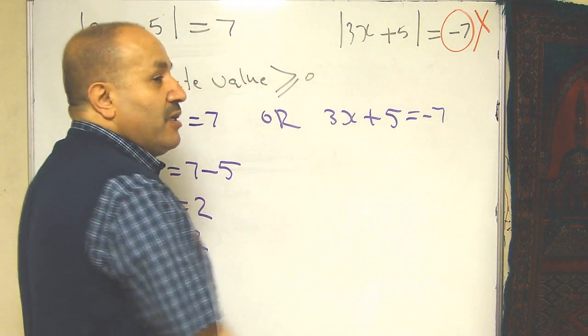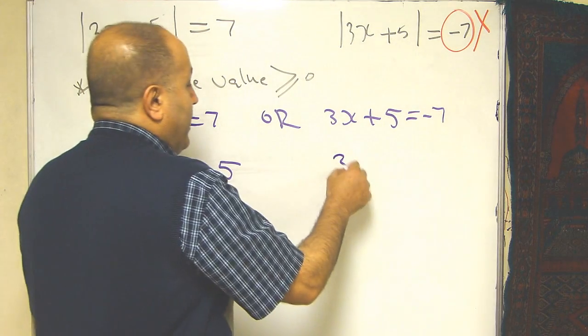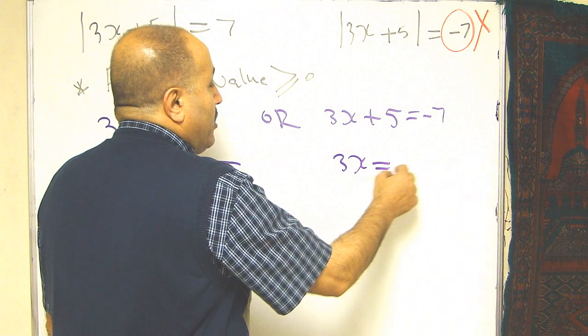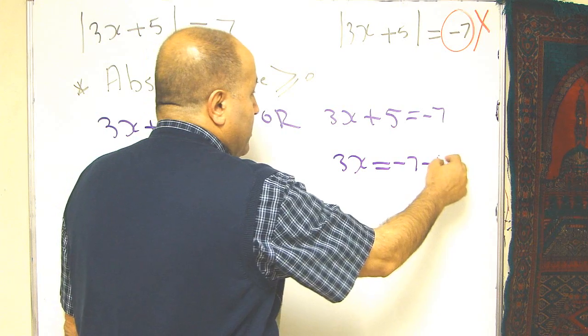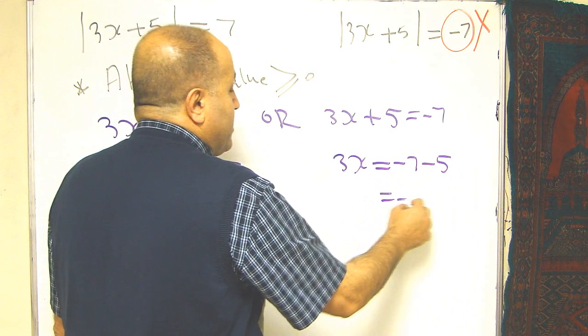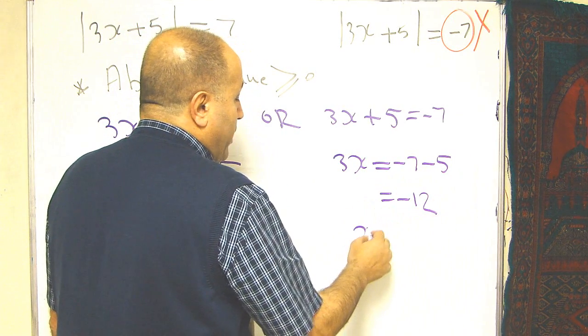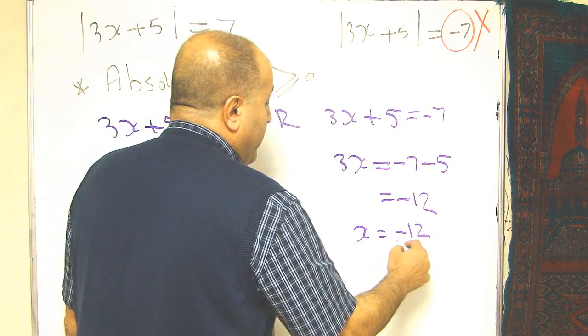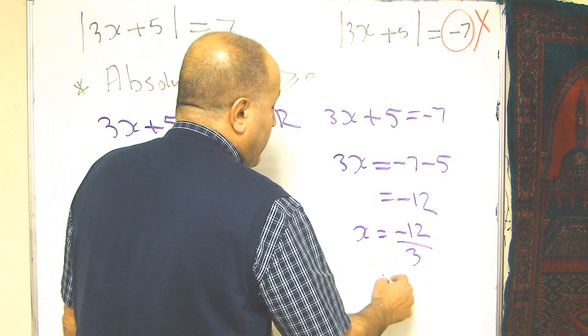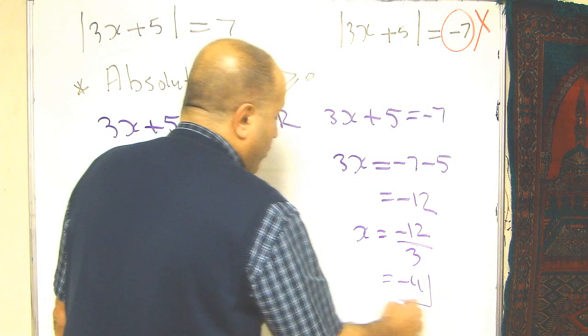And let me solve this here. 3x equal minus 7 minus 5, and this is minus 12. So x equal minus 12 divided by 3, and that should be minus 4.